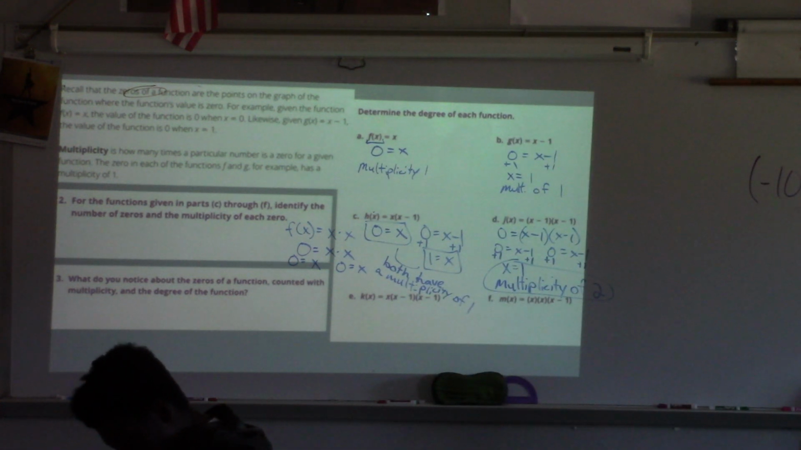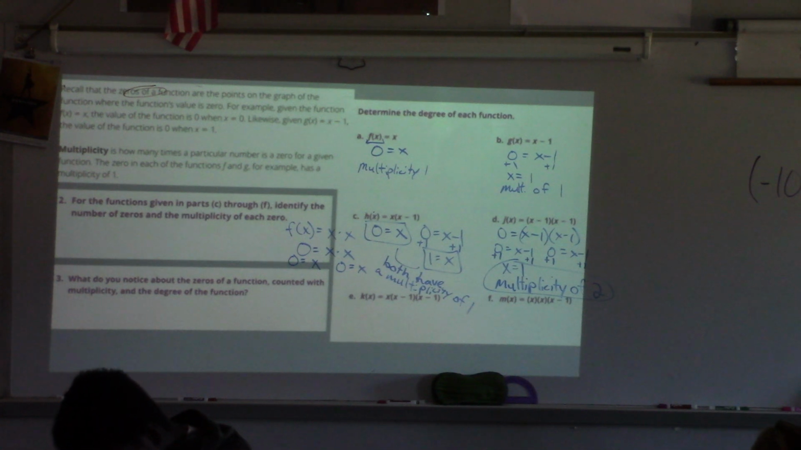So remember, I'm asking you to do, like I would do E and F over here, I'm asking you to identify the number of zeros and the multiplicity of each zero. Okay. No, you do E and F, but you've already done degree. What I'm asking you to find is the zeros and the multiplicity of those. So first off, what would I do to figure out the zeros for E?